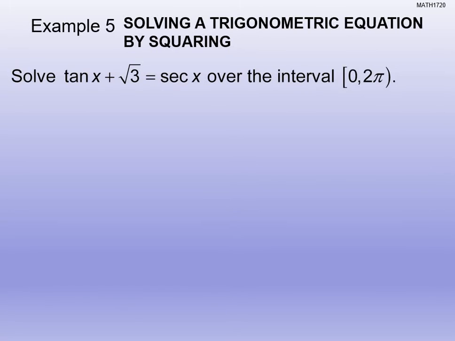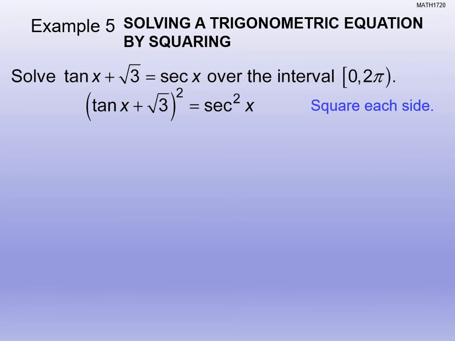So we have tangent of x plus square root of 3 is equal to secant of x over the interval 0 to 2 pi. So we're looking for our solution to be in radians again. So in this scenario, how do we do that? Well, there's an identity that might help us out when we look at these sort of things. So let's start by squaring both sides and see what happens. I'm going to take tangent of x plus square root of 3, quantity squared, equal to secant of x squared.